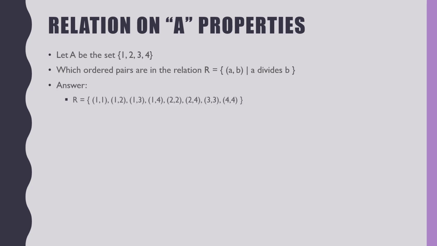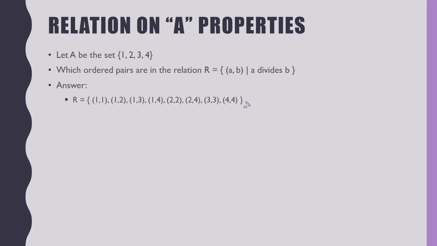The relation would be (1,1), (1,2). Can 1 divide into 2? 1 can go into 3, 1 can go into 4. 2 can go into 2, 2 can go into 4, 3 can go into 3, 4 can go into 4. That's what a divides b means. The number on the left, a, can be divided into b. So 2 is dividing 4 into 2 things. So that's an answer to it.